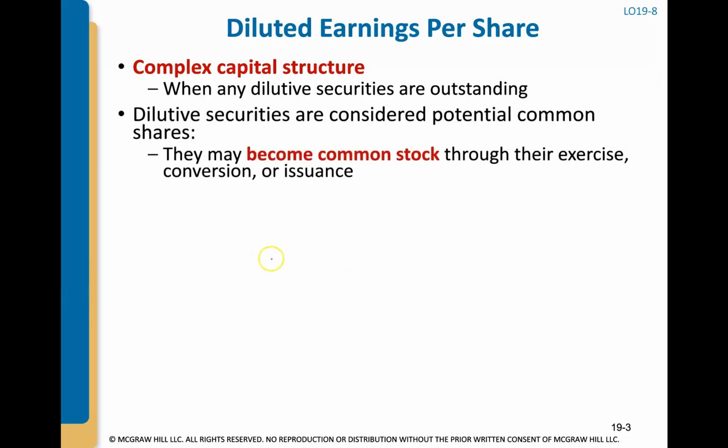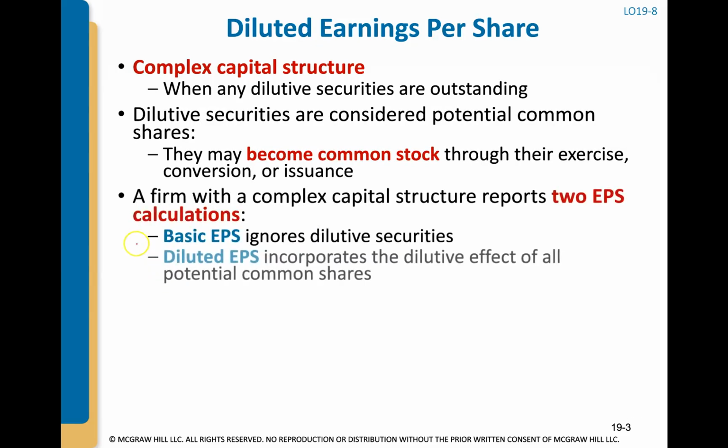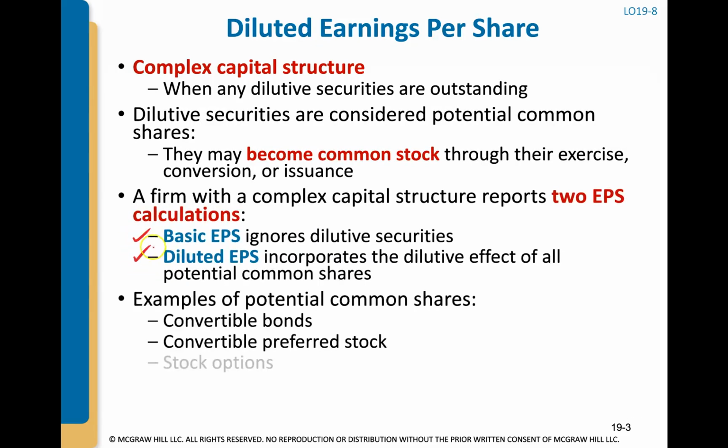There are two types of earnings per share: basic earnings per share and diluted earnings per share. If a company has a diluted earnings per share, they must report both the basic and the diluted. If they don't have any diluted EPS, then they report just the basic. So what is diluted EPS versus basic EPS? The diluted EPS incorporates all the dilutive effects of potential common shares.